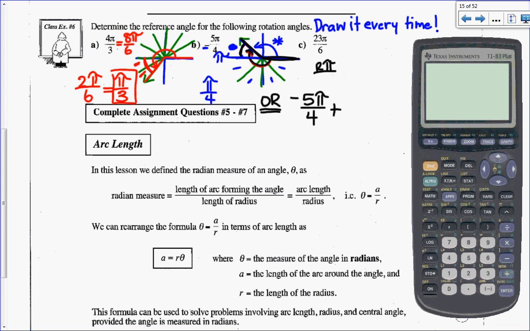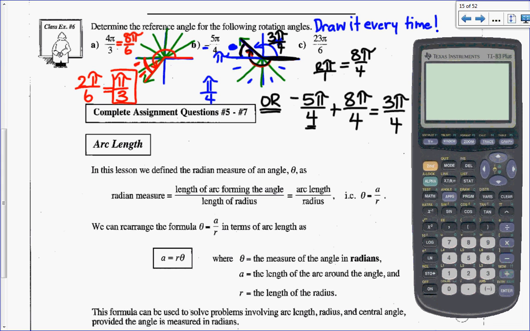But the problem is this is over 4, and in order to add fractions, I need common denominators. So I need to figure out what 2 pi is over 4. 2 pi over 1 is what 2 pi is. So over 4, multiplying by 4, that's the same thing as 8 pi over 4, right? So I'm adding 8 pi over 4, and when I do that, I get 3 pi over 4. So that's what this angle here is. This is 3 pi over 4.